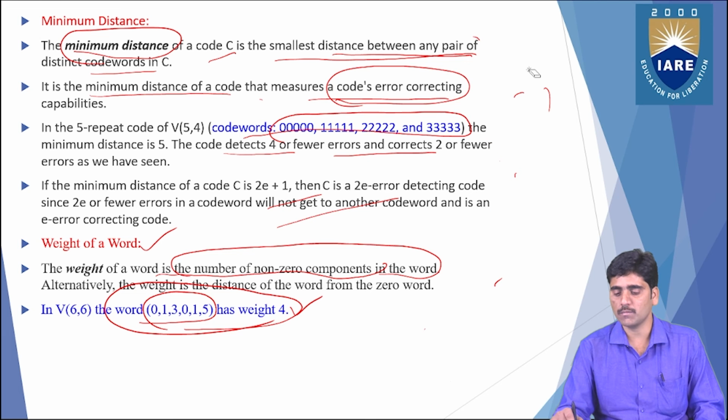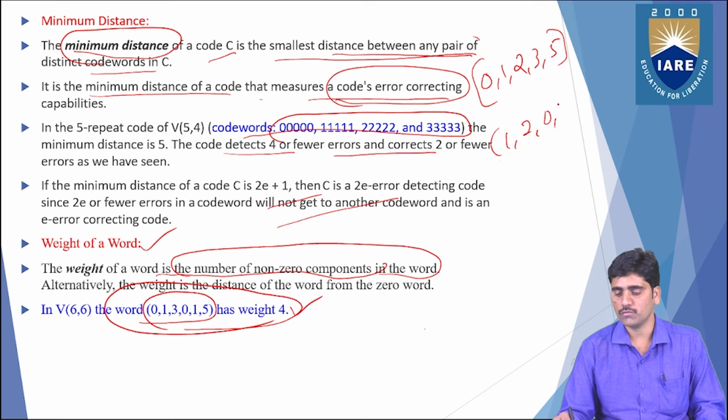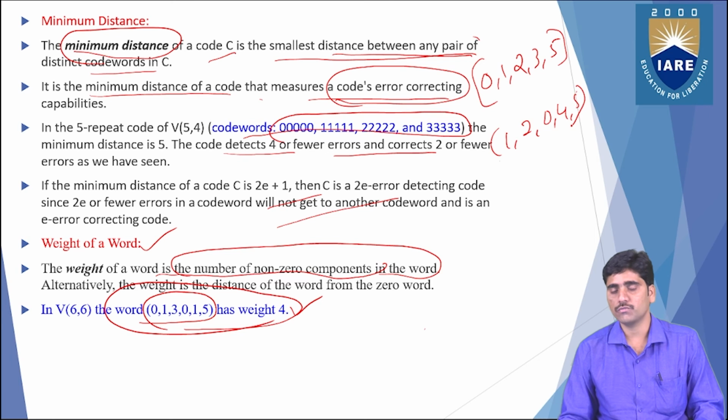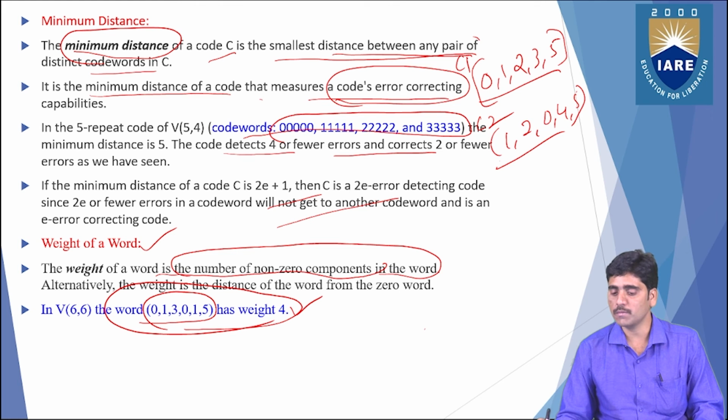So we will see one example. Suppose you have 2 code words: 0 0 1 2 3 and 5. So this is one code word, and another one is 1 2 0 4 5. This is code word 1 and this is code word 2. From these two code words, we need to find the Hamming distance and the minimum distance.